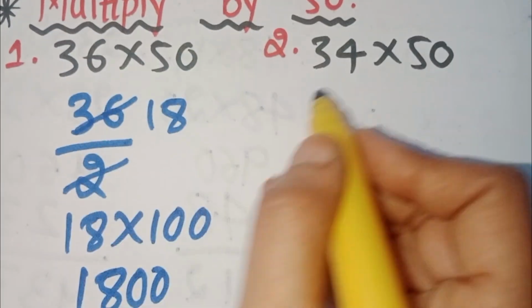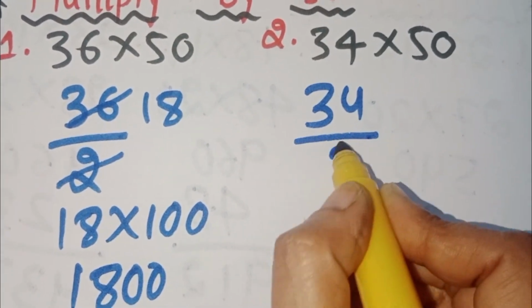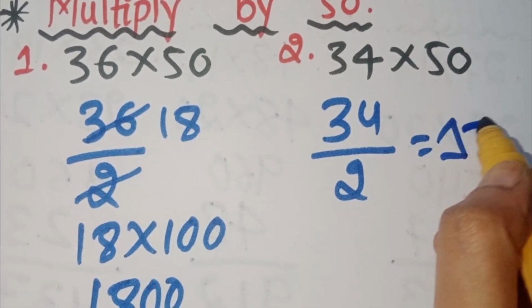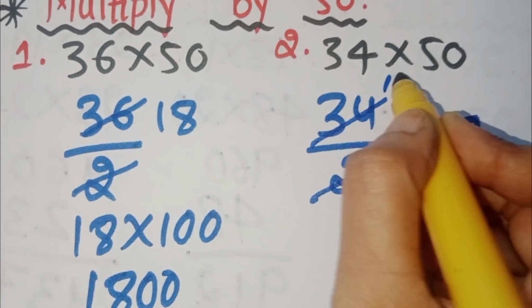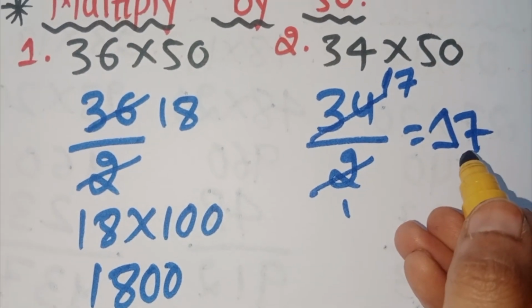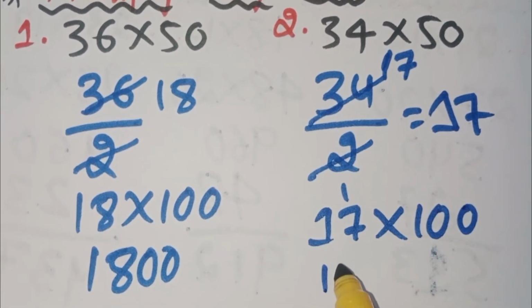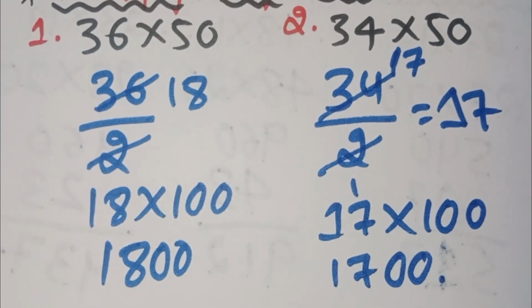34 into 50. First, divide the original number by 2. We get 17. 2 ones are 2, 2 17s are 34. 17. Multiply this number by 100. 17 into 100. 1700 is the answer.